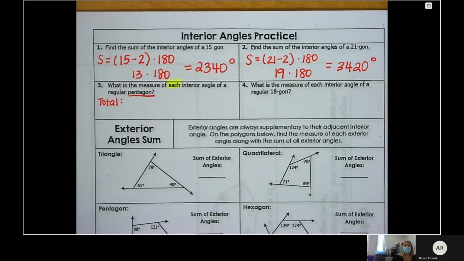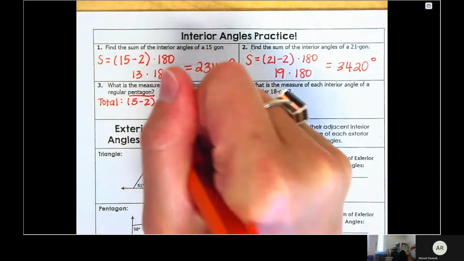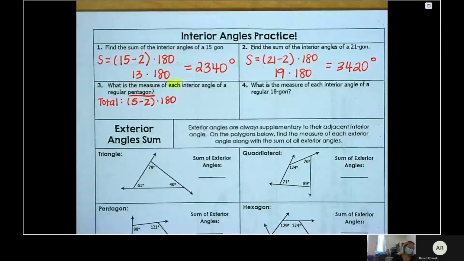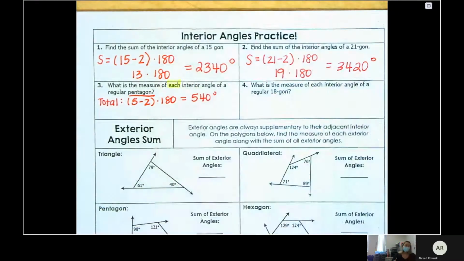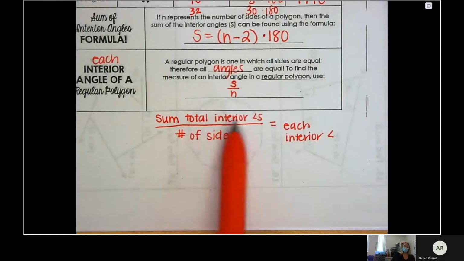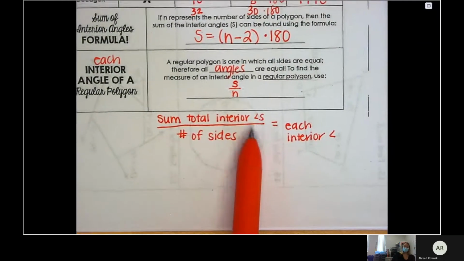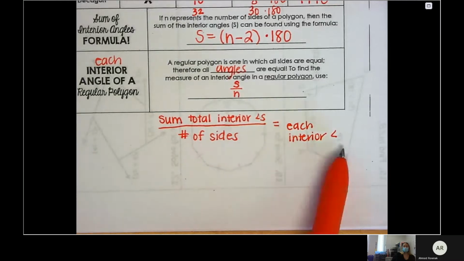5 minus 2 times 180. Good. So that's 3 times 180, which gives me 540. So I know in total, a pentagon is 540 degrees. Now, how do I figure out what each individual angle is equal to? So to figure that out, I'm going to take the total interior angles and I'm going to divide it by the number of sides. That's going to give me each interior angle.